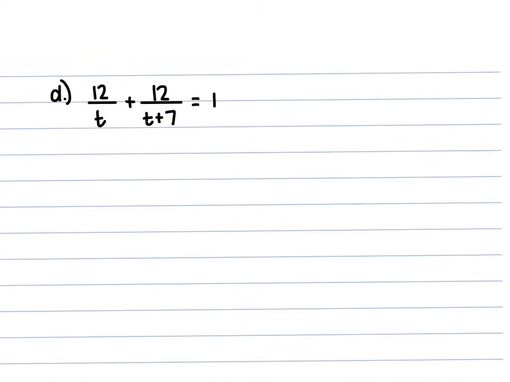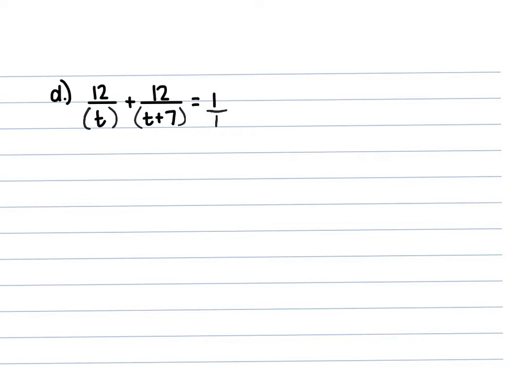So this one has a t in the denominator, and this one has a t plus 7 in the denominator. This one has a 1 in the denominator. So there's like 3 separate things going on. But I don't really care about the 1, because if I multiply something by 1, it's not going to change. All right, let's do one thing from the beginning just to save ourselves the work.